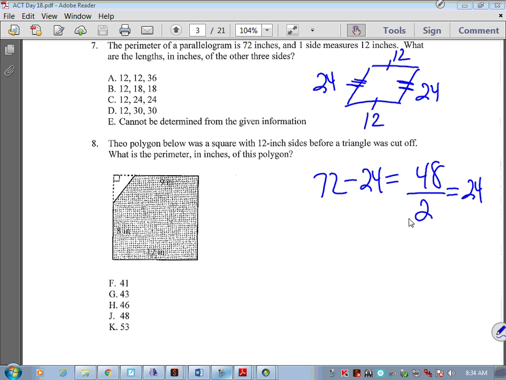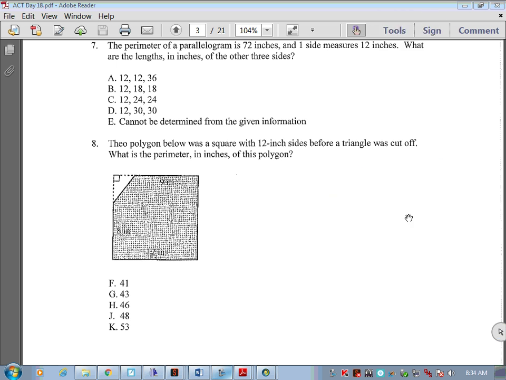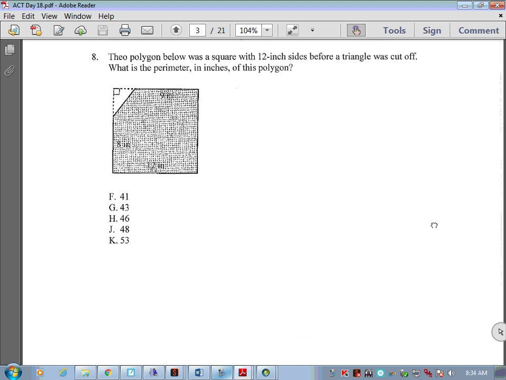Okay? Does that make a little bit more sense? That's where that geometry stuff comes in kind of handy, is knowing the rules for parallelograms. So I'd go back and listen to this part of the audio and write those 4 rules down. Okay? All right, number 8.